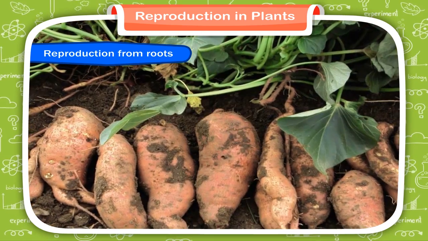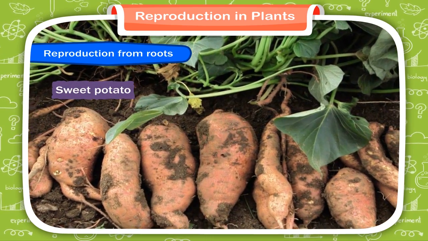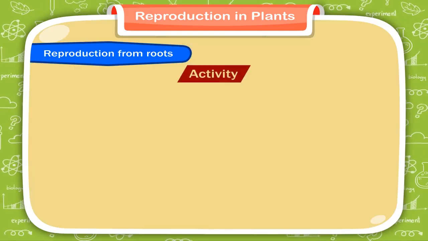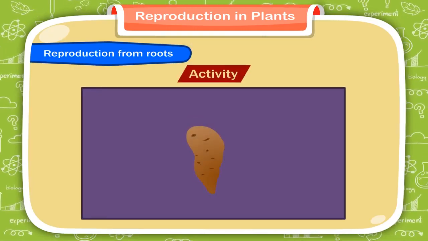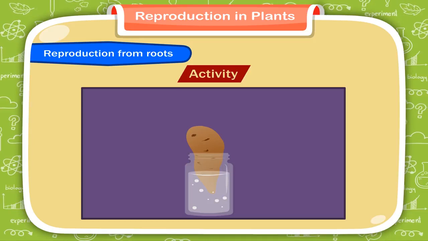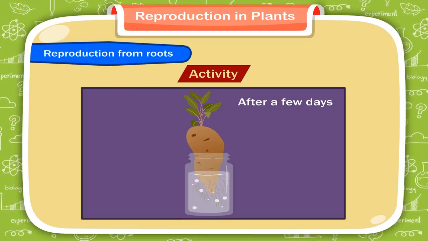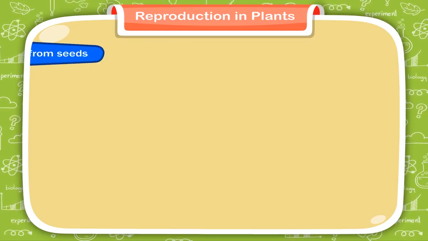Reproduction from roots. The roots of plants like sweet potato grow as new plants. Activity. Take a sweet potato and support it in a bottle containing water using toothpicks. You will find that after a few days, a new plant grows in the bottle.